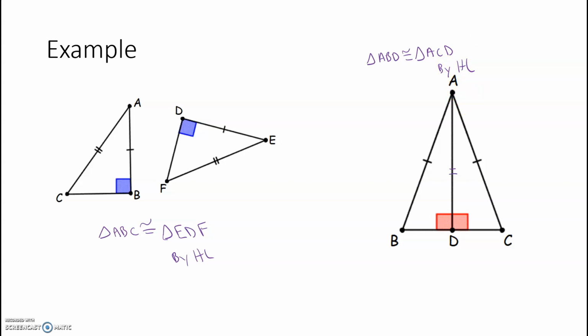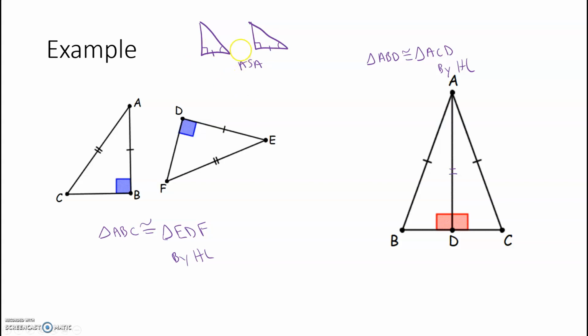Again, this is just another tool to use. Please don't think that just because it's a right triangle it has to be hypotenuse leg. Let me draw an example here. Here's a right triangle, and this is definitely not hypotenuse leg. The hypotenuse doesn't have anything on it, so you can't use hypotenuse leg here. Even though it's a right triangle, this is angle, side, angle, so these are congruent by angle, side, angle. So please don't just say, oh, I see a right angle, must be hypotenuse leg. Make sure you double check that a hypotenuse is in common and a leg is in common.